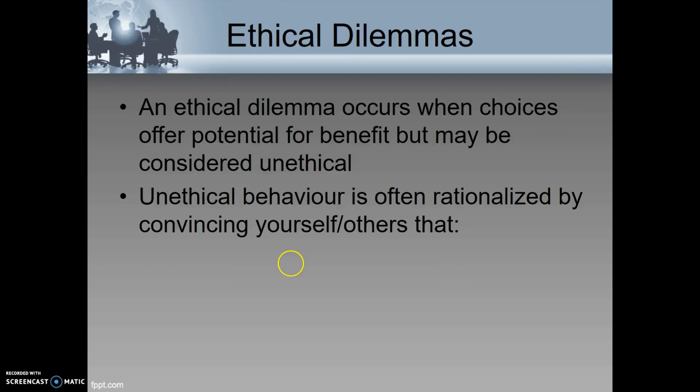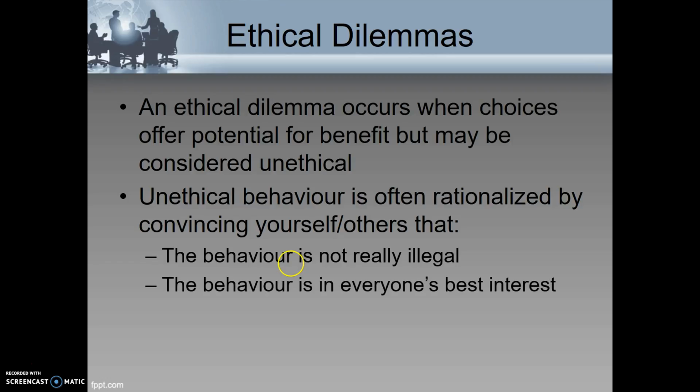Now, on a smaller scale, we often have ethical dilemmas within the workplace. This occurs when choices offer a potential for benefit, but may be considered unethical. So you want to do it because there's a benefit there, but there's that ethical issue that's holding you back. Unethical behavior in the office is often rationalized by convincing yourself or others of a number of things. The first is that the behavior is not really illegal. So you're going to do it because it's going to offer that benefit. It might not feel right, but it's not illegal, so I think I should be able to do it. The second one is that the behavior is in everyone's best interest.